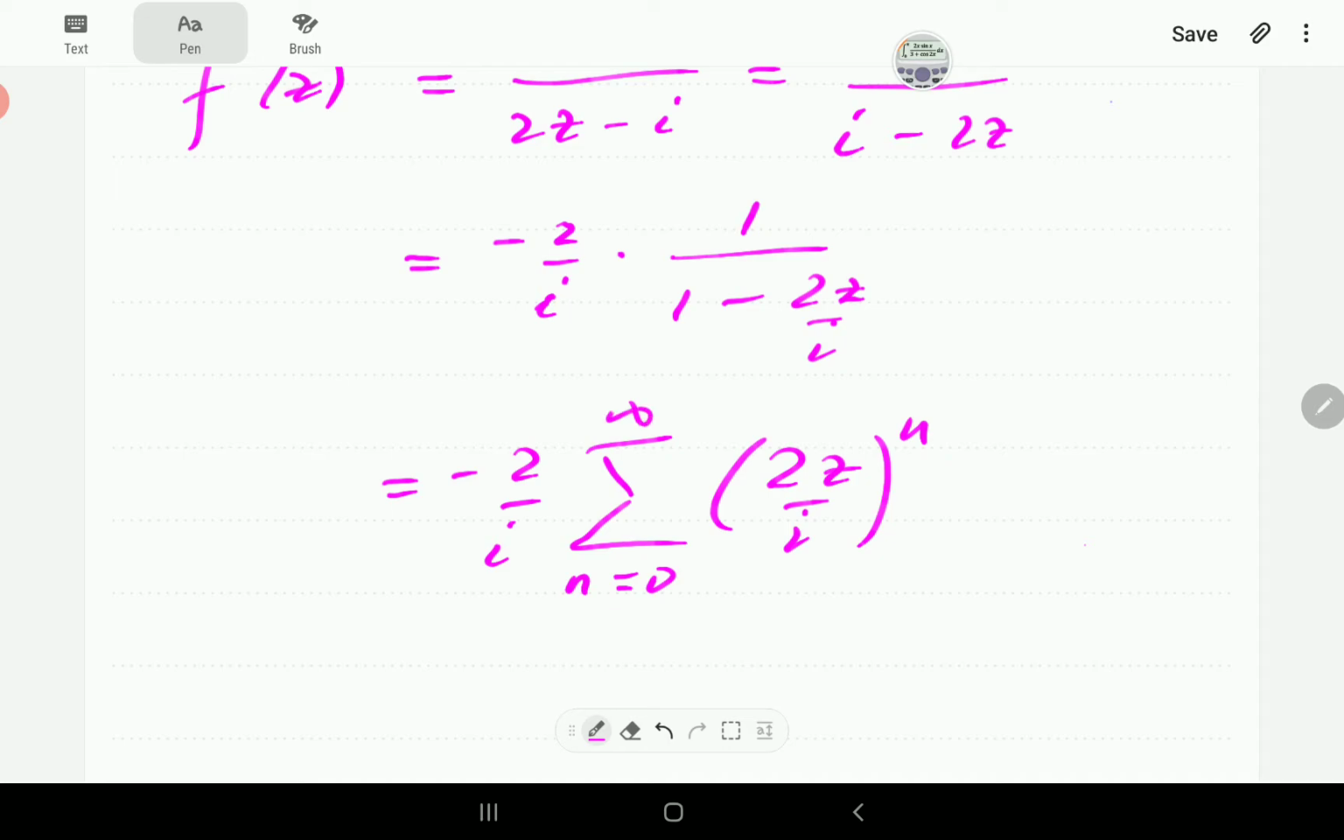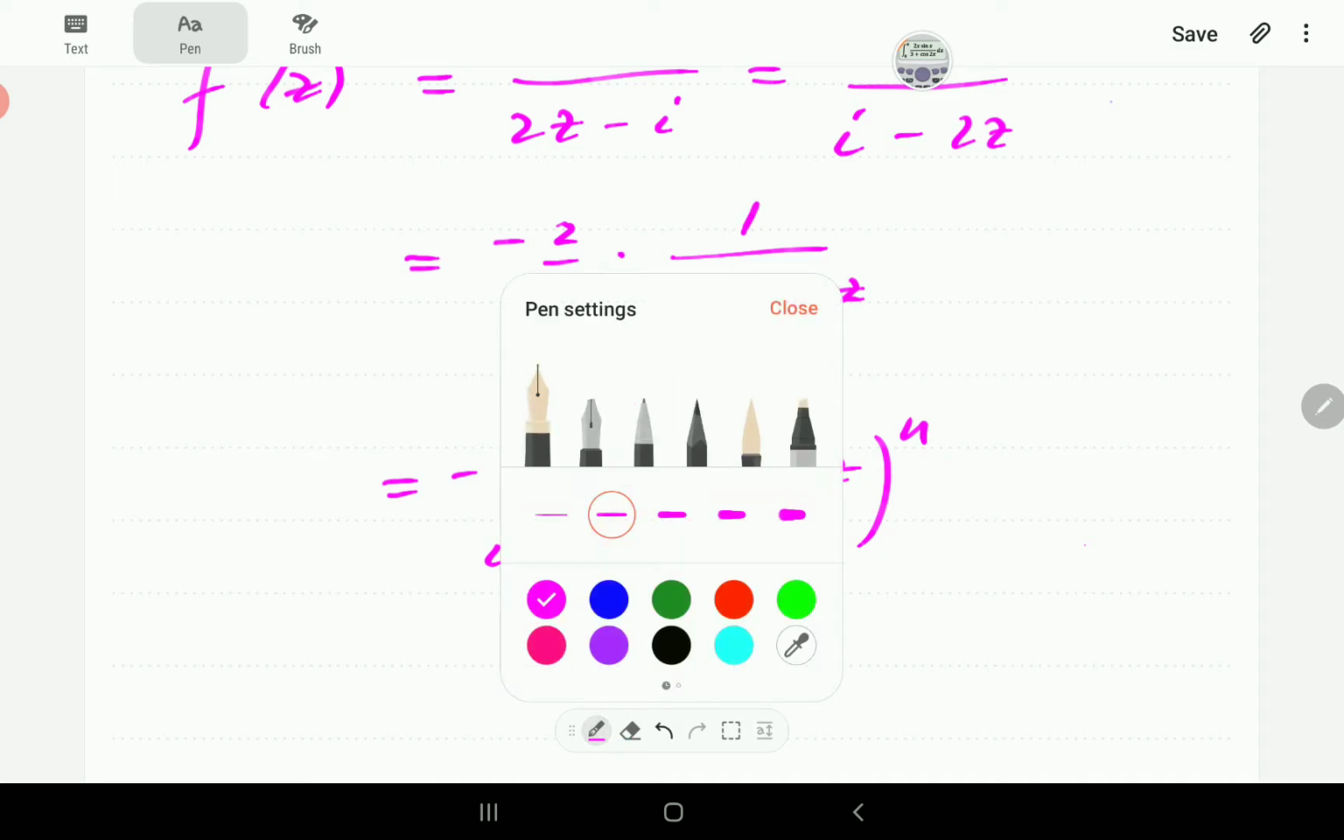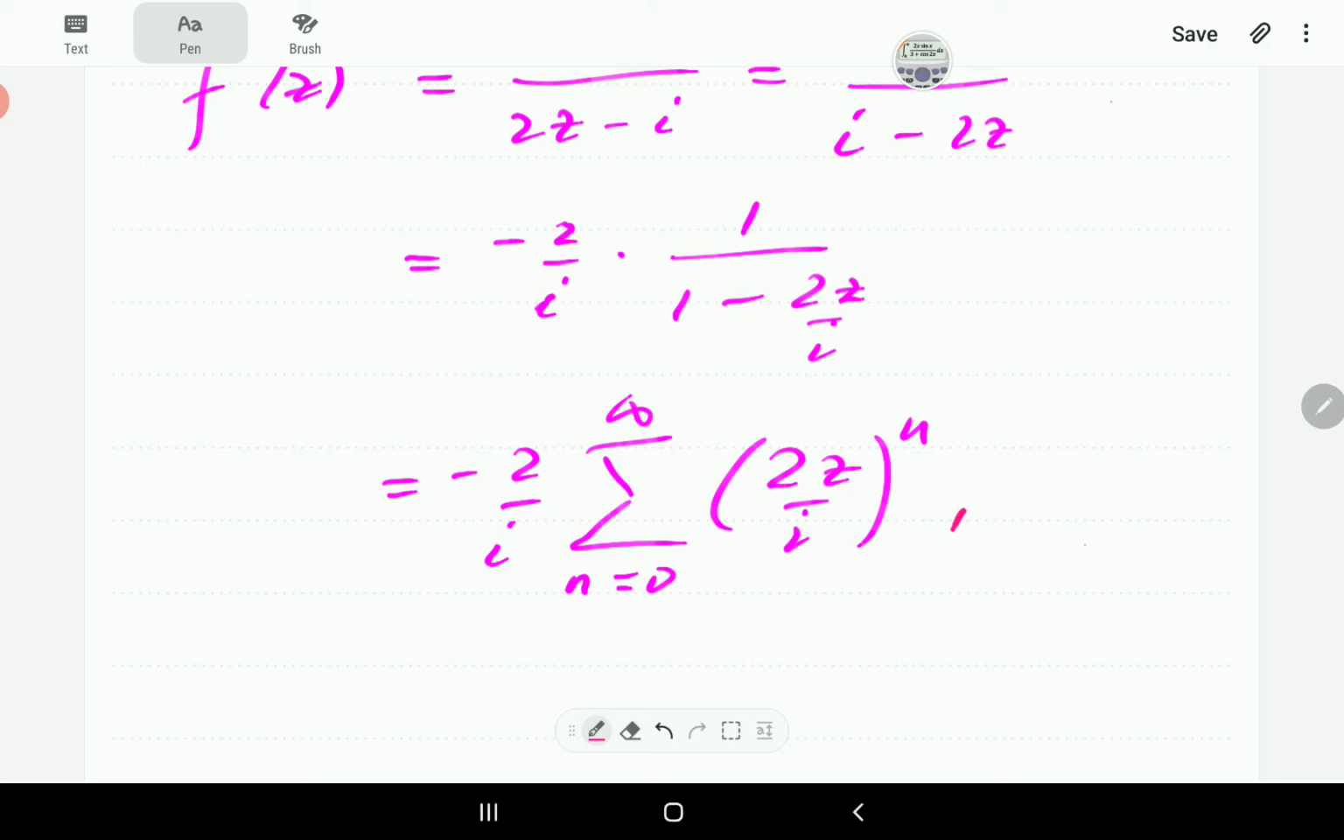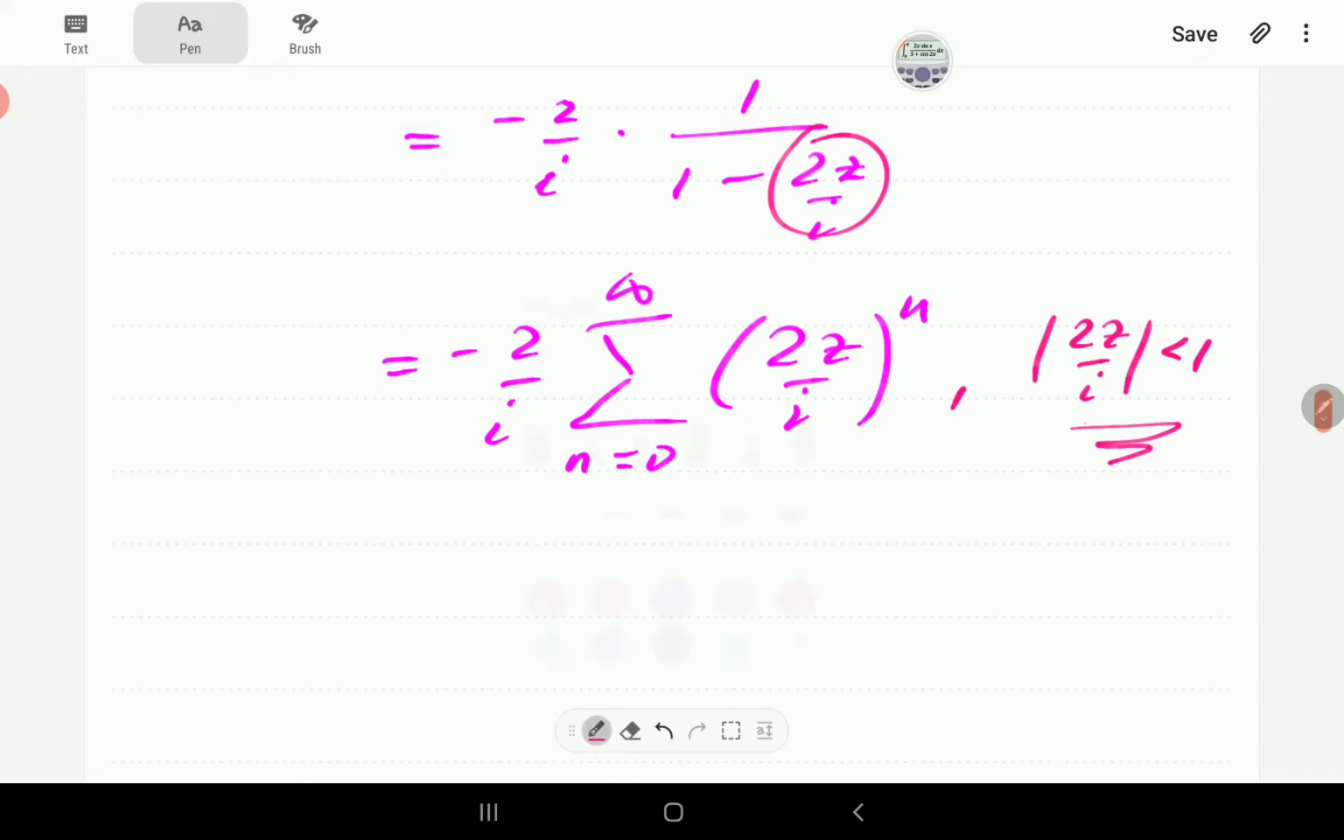Now it is good practice to always specify the region of convergence as soon as we do this. So here it is going to be magnitude of 2z over i is less than 1, because that is our w. Okay, we're going to come back to this one in a moment. Let's just simplify the expression.